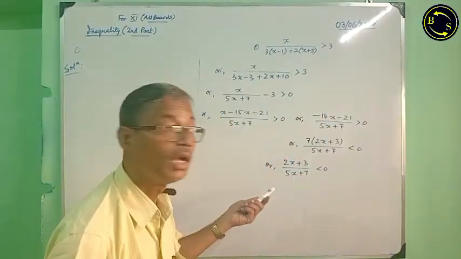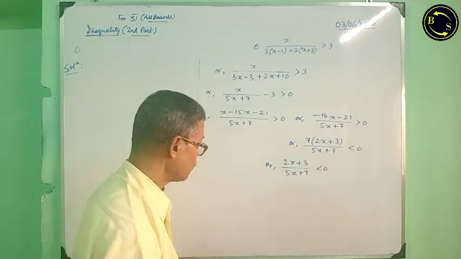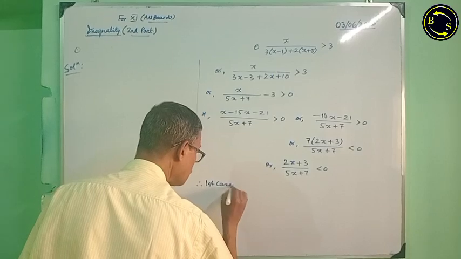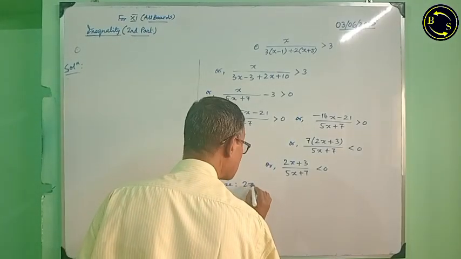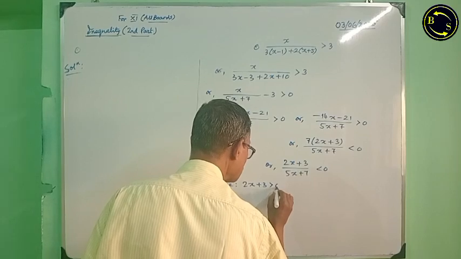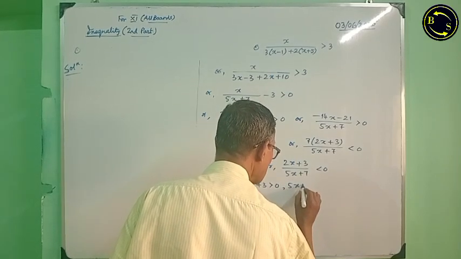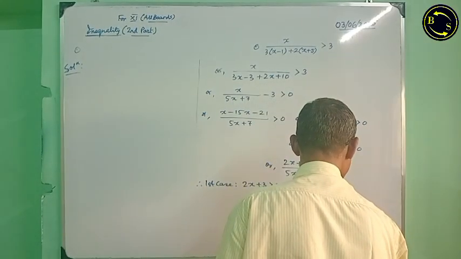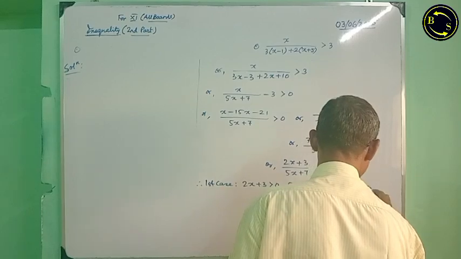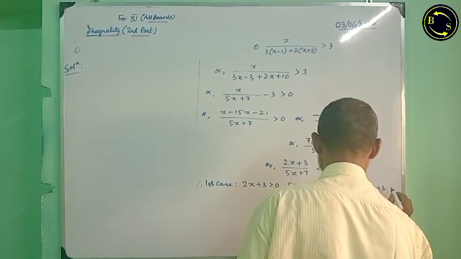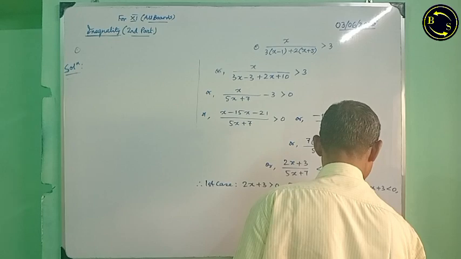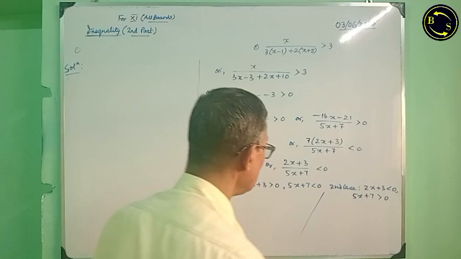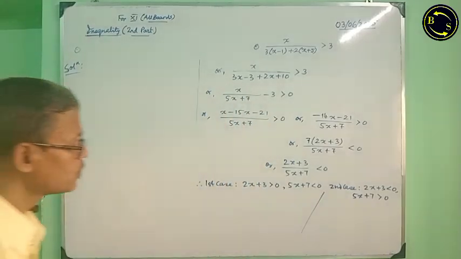Now we see the fraction is negative, therefore first case: 2x plus 3 positive, 5x plus 7 negative. Second case: 2x plus 3 less than 0, 5x plus 7 greater than 0. Now we discuss these two separately.